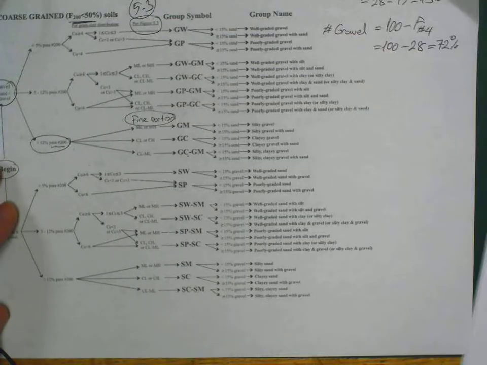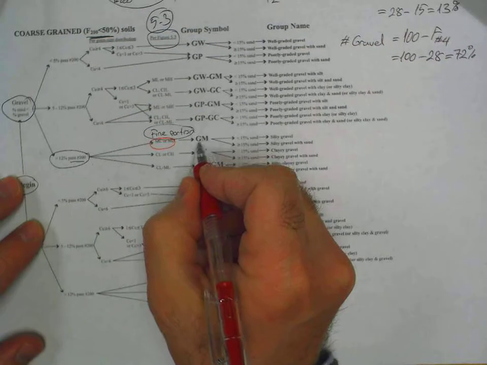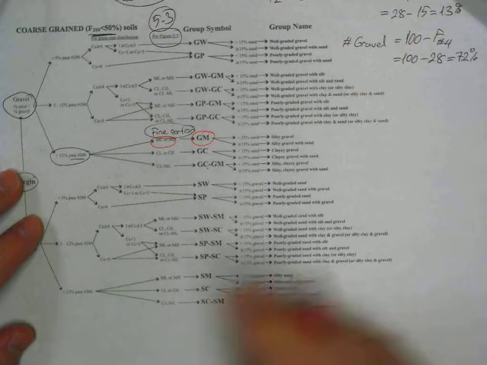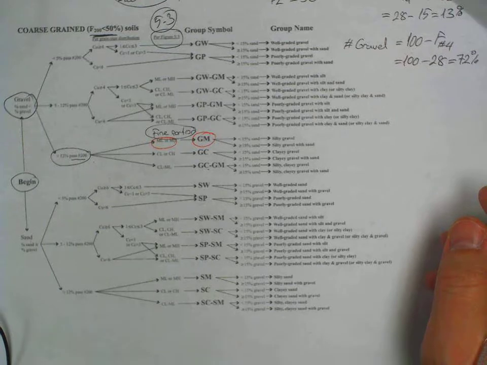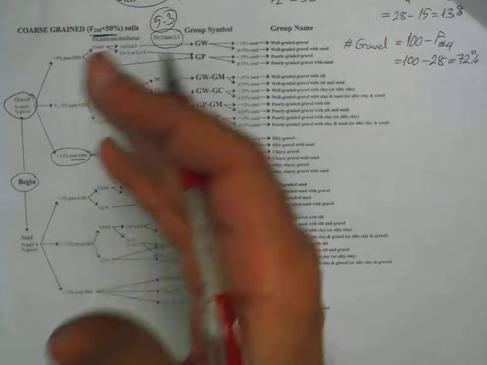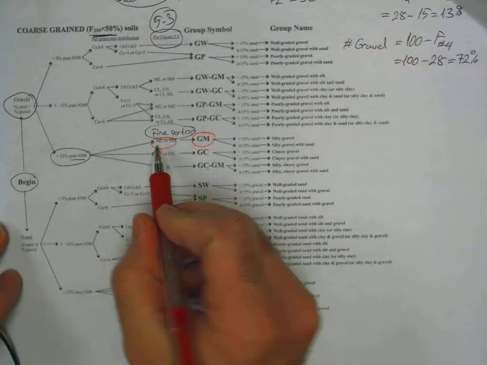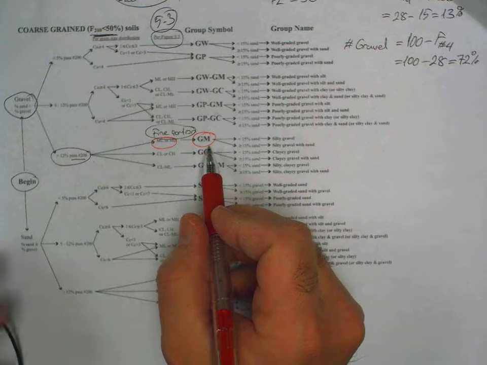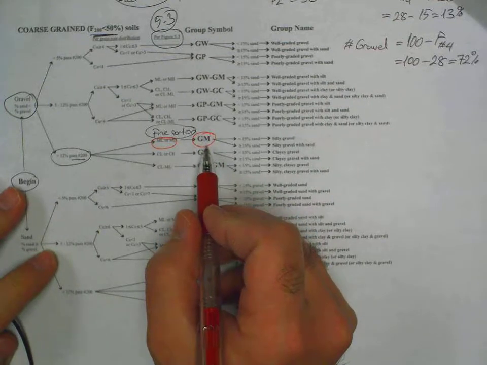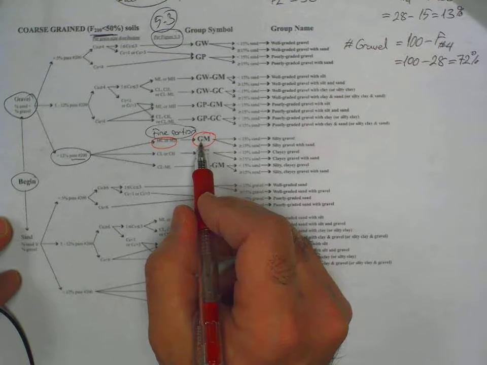Since this is an ML soil, this one applies. So now we have a group symbol. This is a GM soil. By the way, it is not an ML soil. ML is the fine portion. The whole soil itself is G. Okay? So ML is only the fine portion. We're talking about the whole entire grain size, as you see on the board. This is a GM soil. Silty gravel.